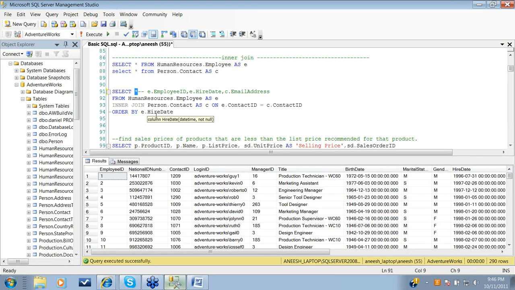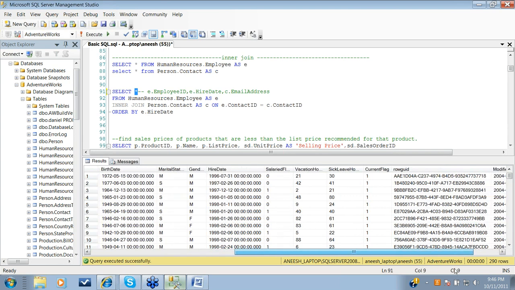When you say star in a select statement which is only dealing with one table, you are telling the system to only get the columns from that particular table, right? Since we are using the join, star means all the columns from all the tables. So if you look at this, you can see the columns.